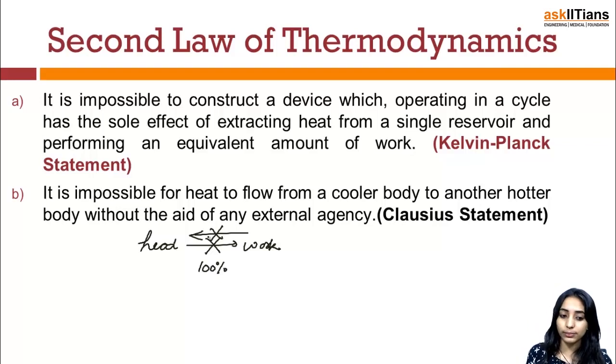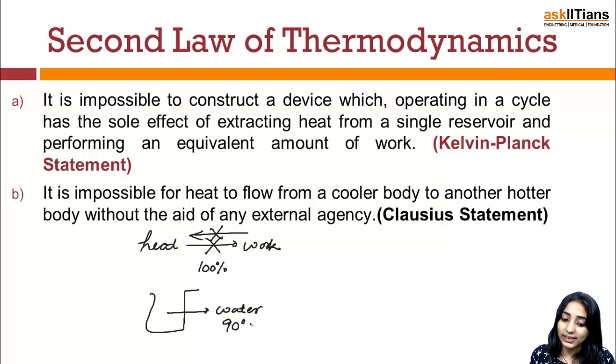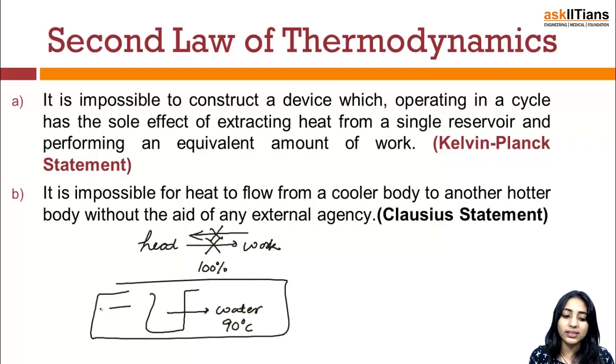In other terms, the second law of thermodynamics says that it is impossible for heat to flow from a cooler body to a hotter body without the aid of an external agency. And this is Clausius' statement. Let me repeat the statement again. For example, you have a beaker and you have water in the beaker at, say, 90 degrees Celsius, and the surrounding temperature is, say, 25 degrees Celsius.